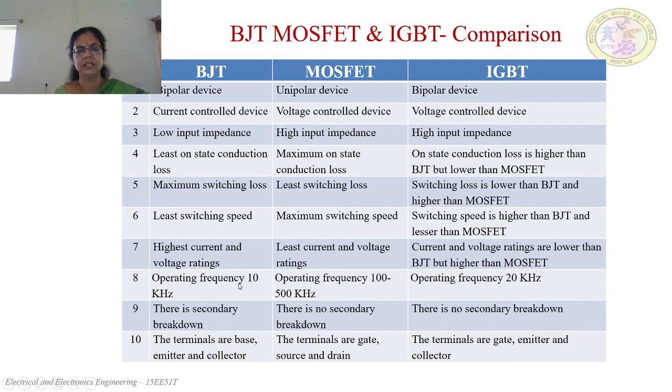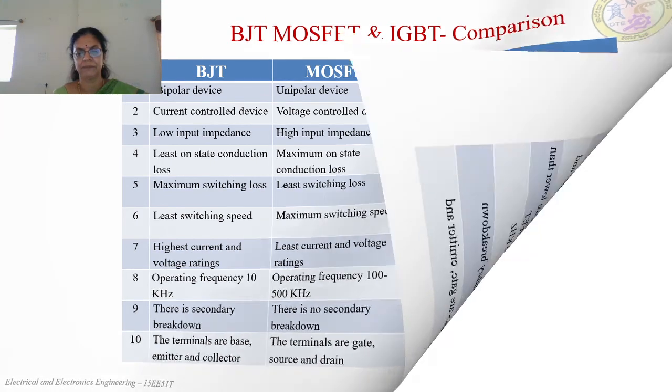BJT operating frequency is 10 kHz, MOSFET operating frequency is 100 to 500 kHz, IGBT operating frequency is 20 kHz. There is a secondary breakdown in BJT, no secondary breakdown in MOSFET, and there is no secondary breakdown even in IGBT. As we all know, the terminals of BJT are base, emitter, collector. The terminals of MOSFET are gate, source, drain. Terminals of IGBT are gate, emitter, and collector.